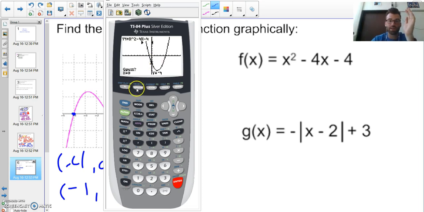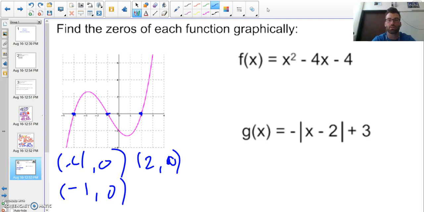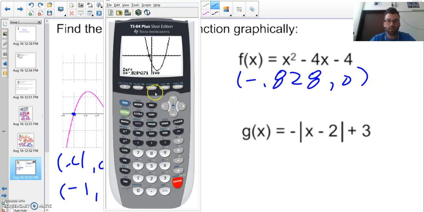Okay, so now it asks me to guess. You can either move the little spider by pressing left and right, not up and down, and hover it over and press enter, or you can just guess. I'm going to guess -1. Well, I was wrong. It's -0.8. So if I had something like that, that tells me that I would have to use the quadratic formula. All right, so my first 0 is -0.828, comma 0.